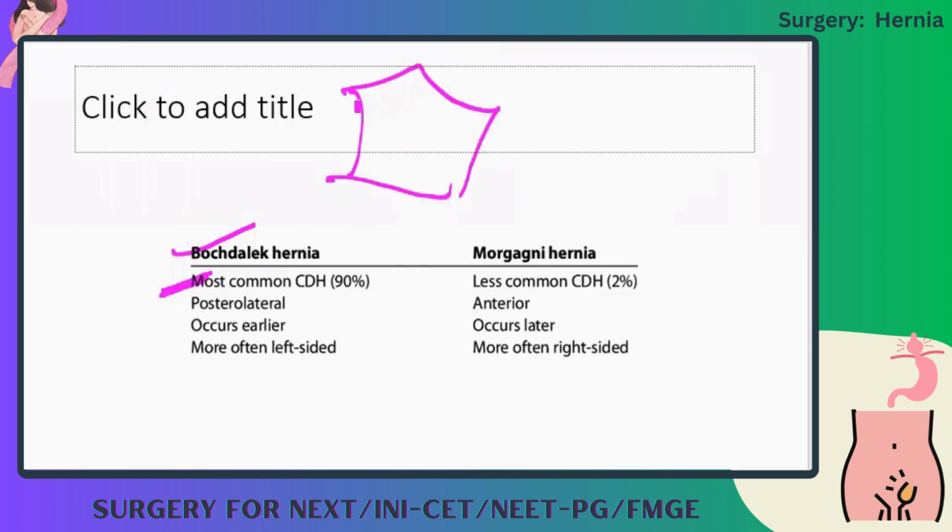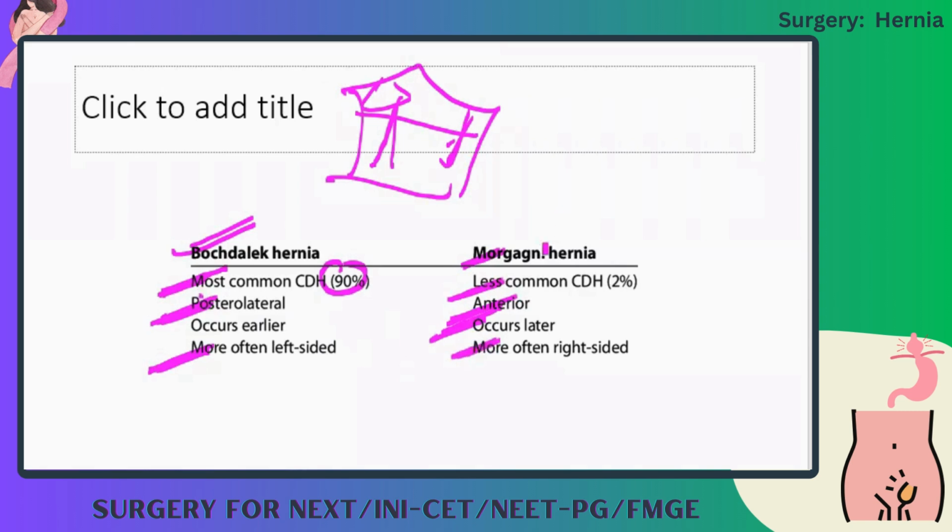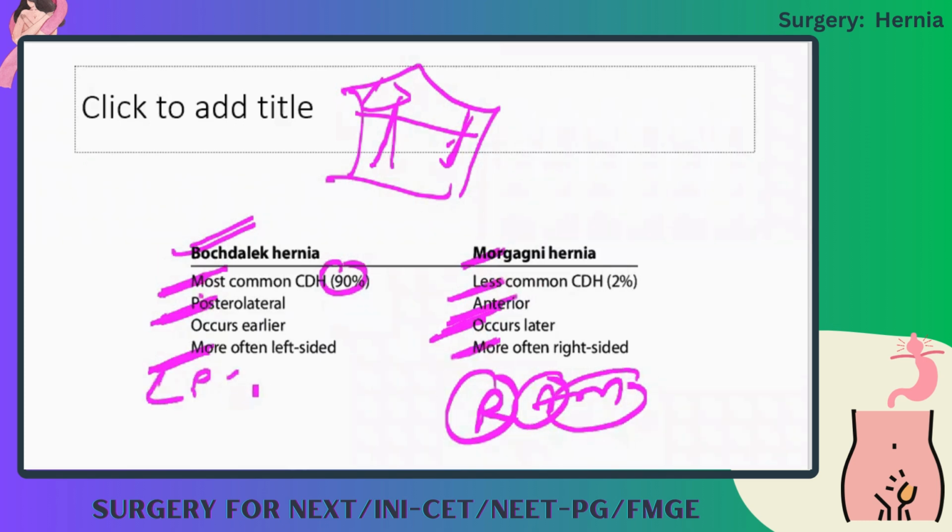So this is the abdomen, and if this is the chest, contents in the abdomen go into the chest. Bochdalek hernia is the most common, 90%. It is seen posterolaterally, mostly on the left side. Morgagni hernia is less common. It is anterior, on the right side. So it is RAM, right anterior, that is Morgagni. Bochdalek is LPL, left posterolateral.